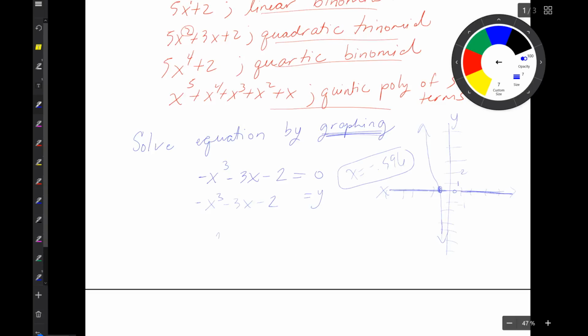What you would do is press second trace 0. When it says solve by graphing, that's going to be your method of action. Second trace 0.